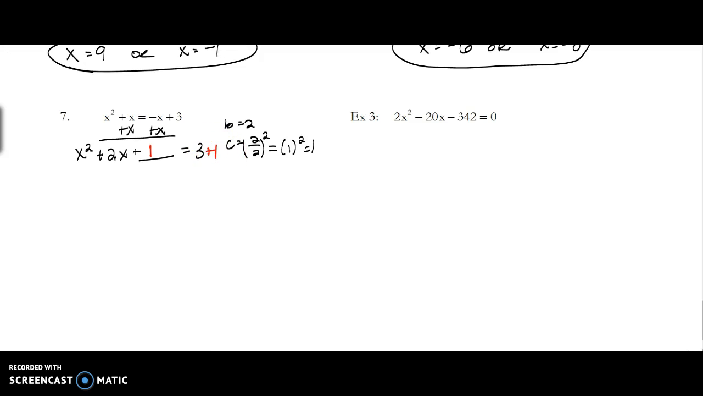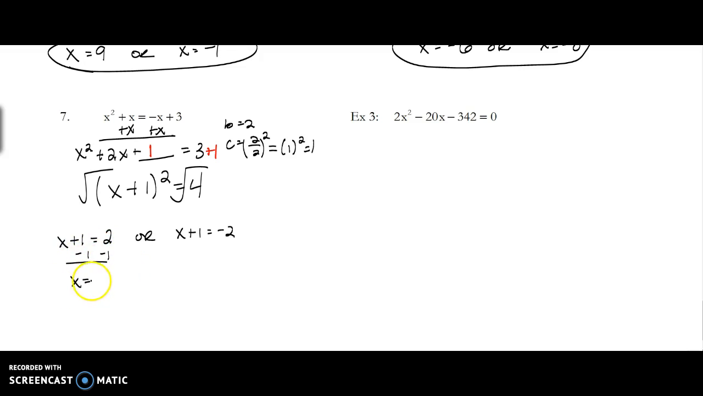So we would be adding 1 and then add 1 to the other side. So our perfect square binomial would be x plus 1 squared, right? We get that from right there, equals 4. Then we would square root, and we would get x plus 1 equals 2, or x plus 1 equals negative 2. To subtract 1, you get x equals 1, or subtracting 1 to the other side, you would get x equals negative 3.